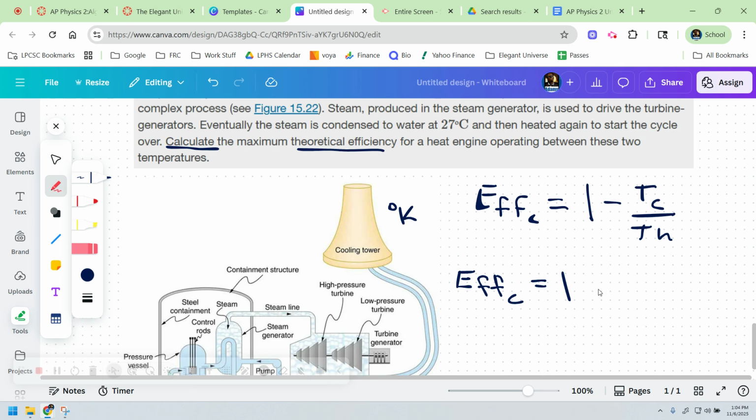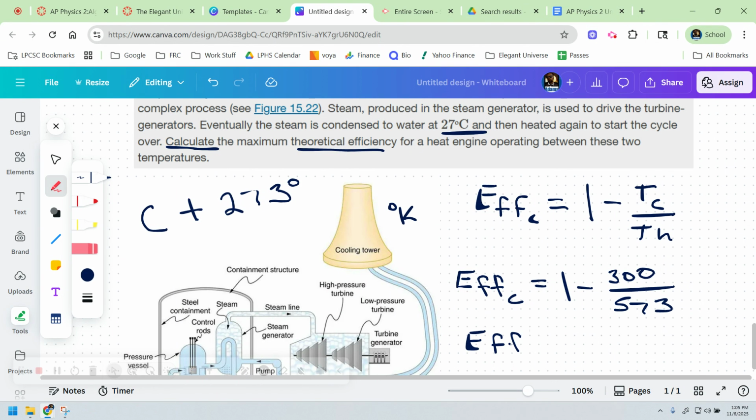So if 27, remember we gotta add whatever our degrees are in Celsius, we gotta add 273 to get Kelvin. So if we do the math on that, 27 plus 273 is 300. And then we had 300 degrees Celsius plus 273 is 573. And so if you do the math on that, the efficiency, if you plug that in a calculator, is about 47.6%.